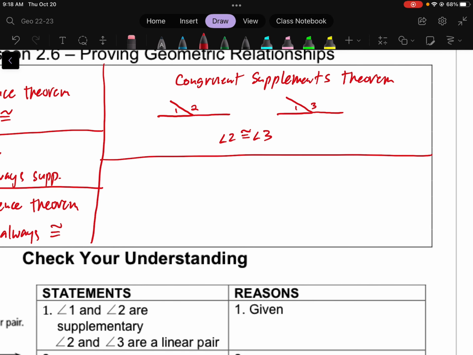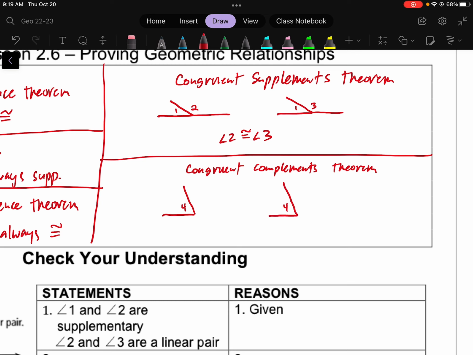Right, and then let's look at the last one, the congruent complements theorem. And I'll give you the same kind of visual argument. So let's make an angle, and I'm going to call it angle 4, and then I'm going to make an exact copy of it.